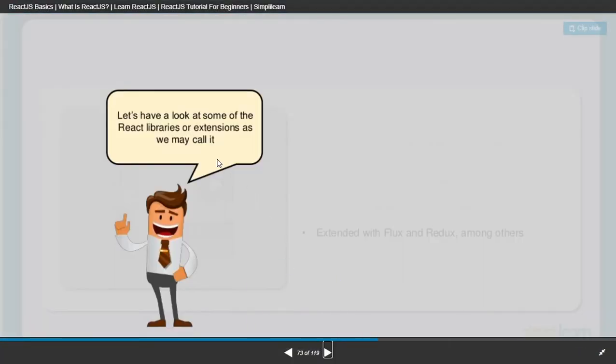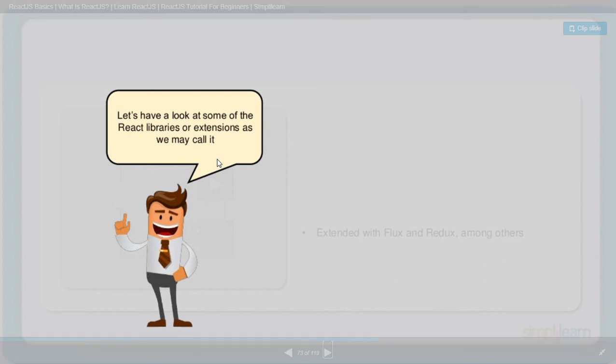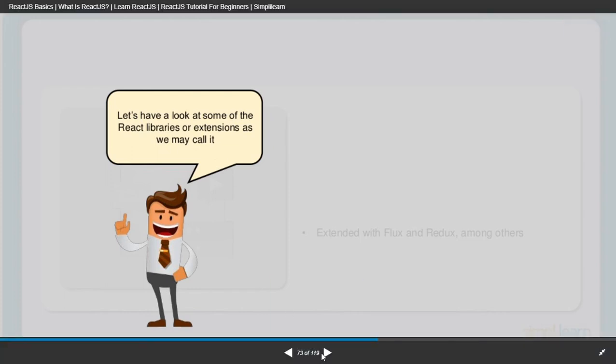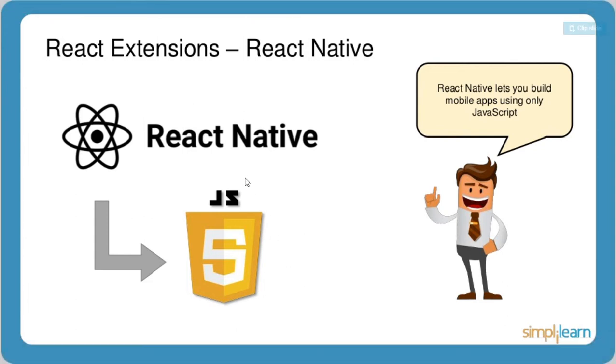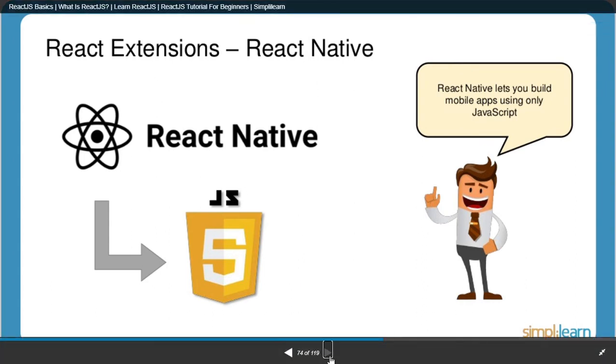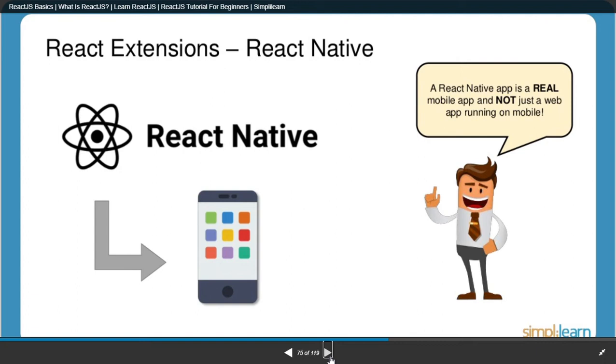Okay, now let's have a look at some of the React libraries or extensions. As I told you, you can extend React with as many libraries as you want. The first one is React Native. React Native will help you to build mobile apps using only JavaScript. In React Native, you can use native components to create separate components, and you can create the mobile app with them. React Native makes a real mobile app, not a web app.